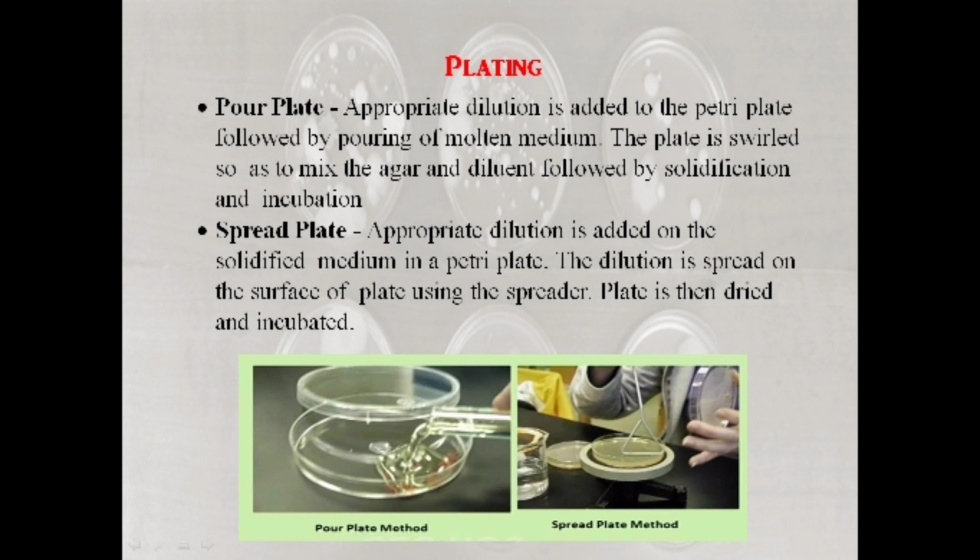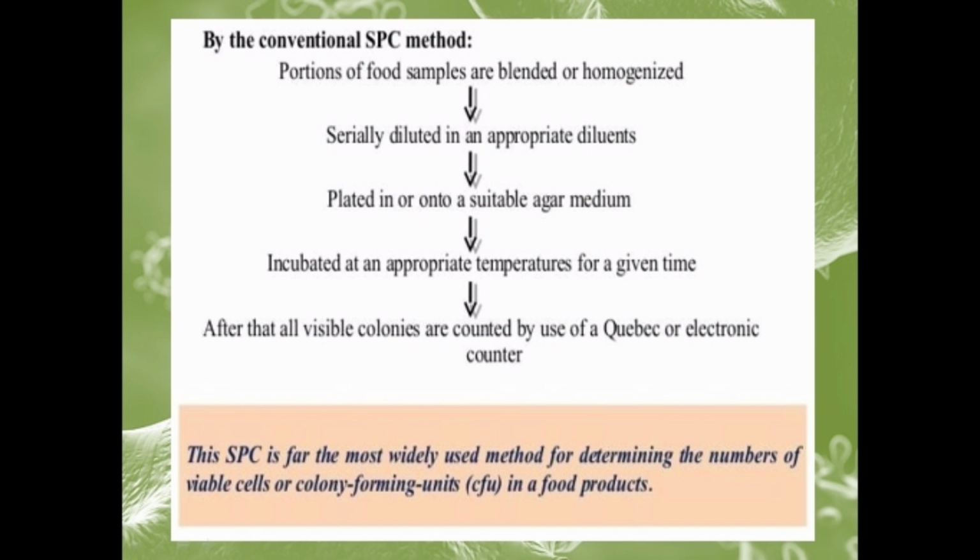Here, appropriate dilution is added onto the solidified medium in a Petri plate. The dilution is then spread on the surface of the plate using the spreader. The plate is then dried and incubated. The picture below exhibits both the pour plate method and the spread plate method. This image describes briefly the conventional SPC method.